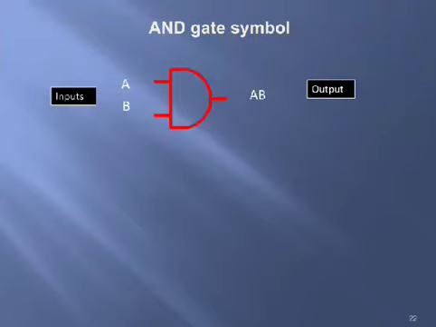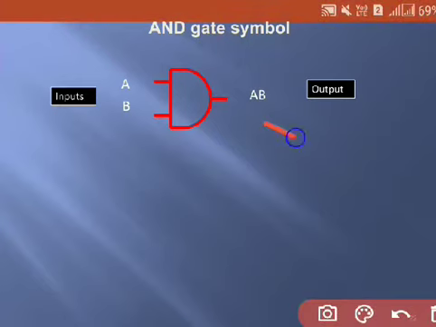Next we will see the AND gate symbol. So this is the symbol of AND gate, symbol of, I can say, two input AND gate. This is the symbol of two input AND gate, and the output expression is y is equal to a into b. So this is the output expression of AND gate.